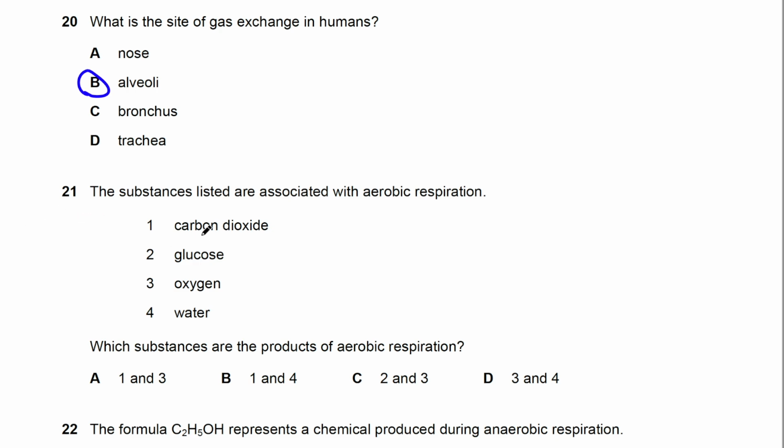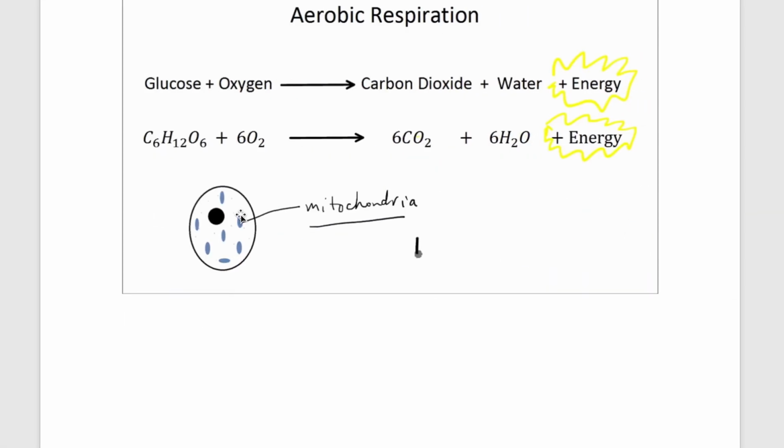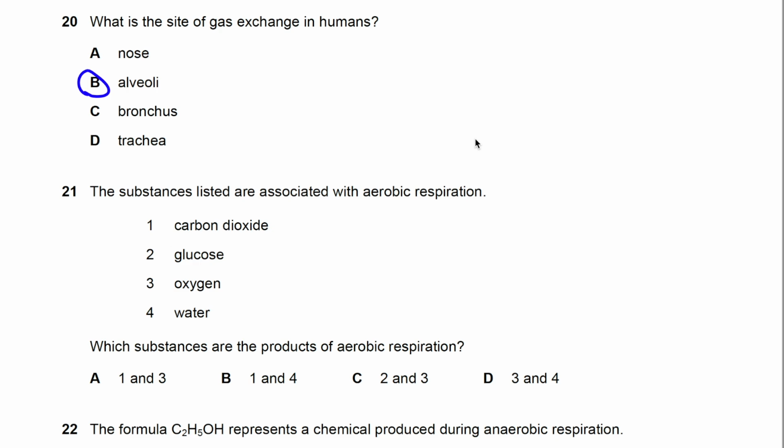Question number 21. The substances listed are associated with aerobic respiration. Now, sure, carbon dioxide, glucose, oxygen, and water. Which substances are the products of aerobic respiration? Simple and basic. You are talking about carbon dioxide and water. In order just to remind you by the equation, okay, here you go. We can see, as you see, the glucose and oxygen are the reactants, and sure, the carbon dioxide and the water are the products. So the right answer here is 1 and 4, which is the B answer.